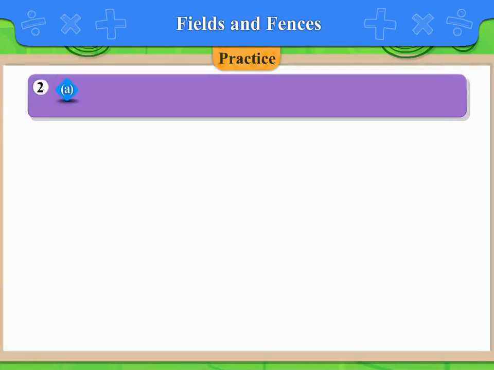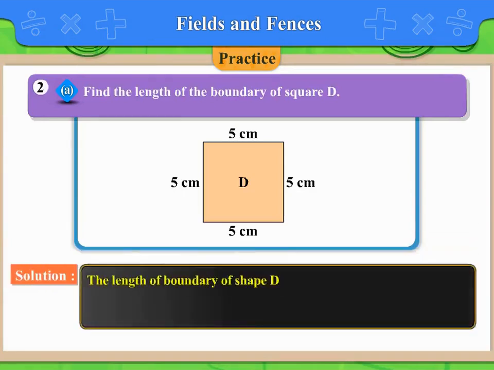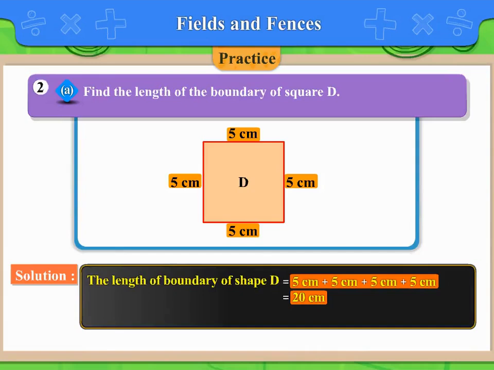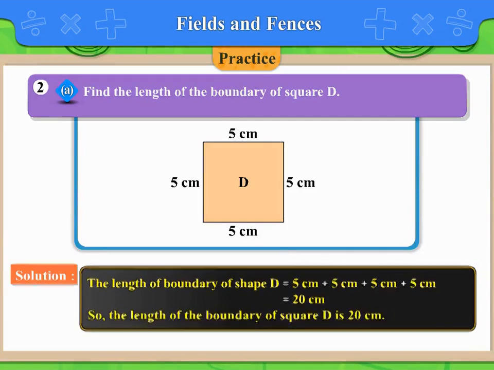Example. A. Find the length of the boundary of square D. Solution. On adding the given length of each side of the given square, we get the length of the boundary of square D to be 20 centimeter. So, the length of the boundary of square D is 20 centimeter.